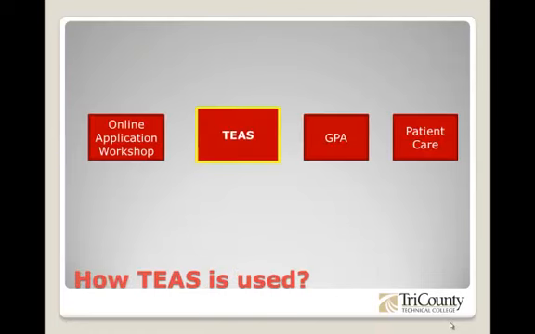TEAS is actually used 2 ways. First, it is one of the 4 required components that make you eligible to submit your clinical entry application form. The other 3 required components are participation in the online application workshop, minimum GPA, and patient care training. Those components are described in separate presentations. The second way TEAS can be used is by helping make your application more competitive. We'll provide information on that later in this presentation.